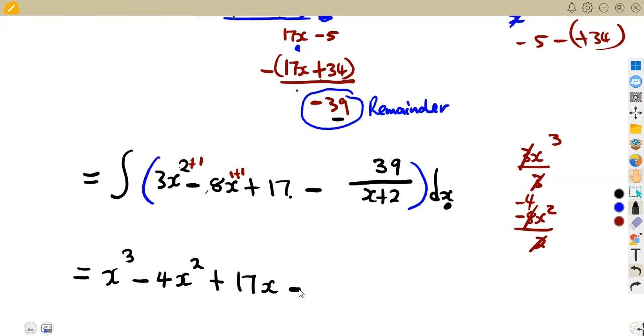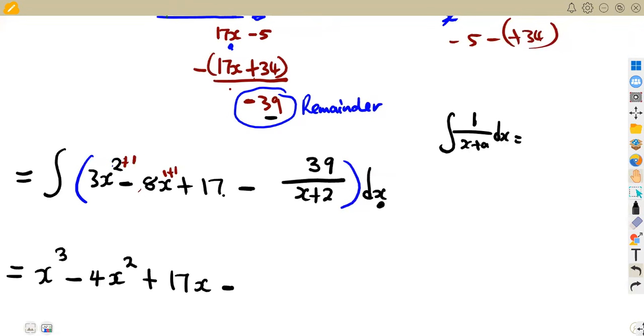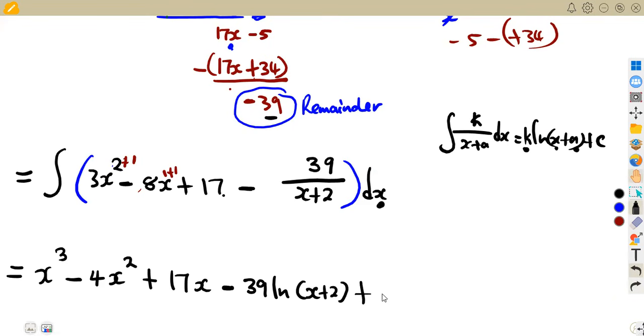All right, then here we are going to have the integral of this part. Let me just explain it like this. If you are given something like 1 over x plus a, the integral of 1 over x plus a, we know that this is going to give us the ln of x plus a, plus the constant. Whereby here, if we are given a constant k, we are going to multiply by the constant. So it's k ln of x plus a. So in this case, we have got 39. So we are going to obtain 39 ln of our linear expression, which is x plus 2 in this case, all right, plus the constant of integration.